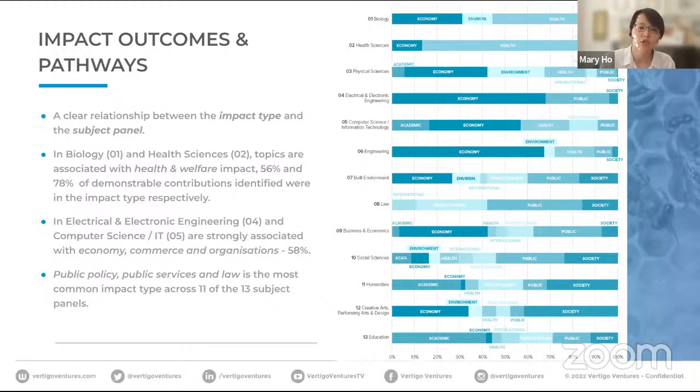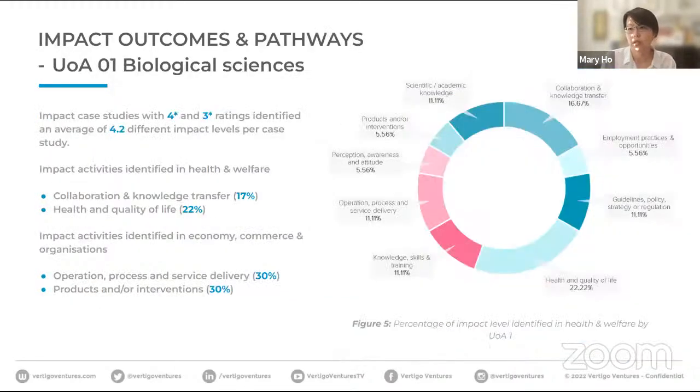Now, in order to assess further the impact activities within each impact type, we've also analyzed the distribution of UOAs within the 15 impact levels. And you'll be able to read the detailed analysis of each UOA from the full report. But for today's webinar, what we would like to do is to share some insights from a few of the UOAs. So the first one is UOA1, biology.